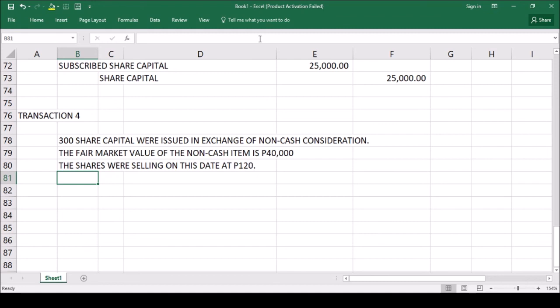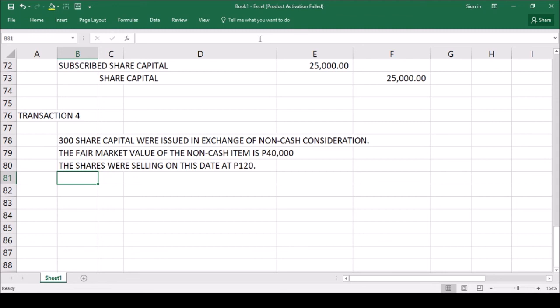Again ha, inuulit ko. This is the order of priority. Una, hanapin yung fair market value of the asset received kasi yun po yung unang priority na dapat natin tingnan on the measurement of the shares. If the fair market value of the asset received cannot be clearly determined, we proceed to the fair market value of the shares on the date of issuance. Kung wala itong dalawang to, pupunta po tayo sa par value ng shares.